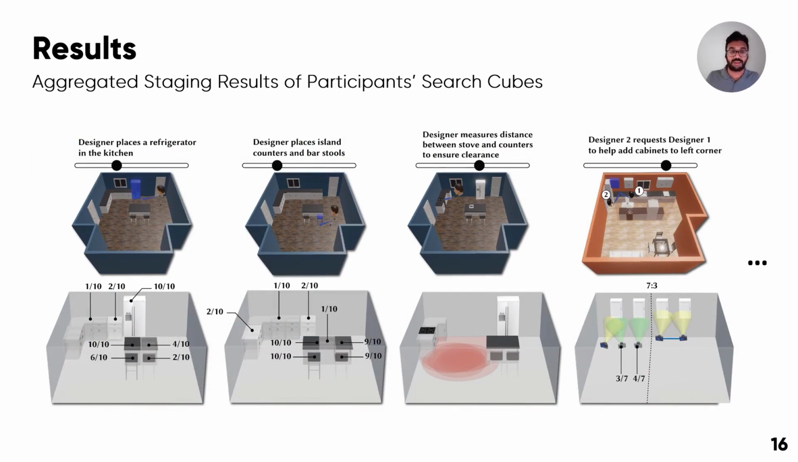For each task, we aggregated participants' resulting search cubes to better understand their search patterns. For instance, in the object search task, the left 2, we counted how many objects and the types of objects participants included in their query. This helped us observe interesting usage patterns participants exhibited.